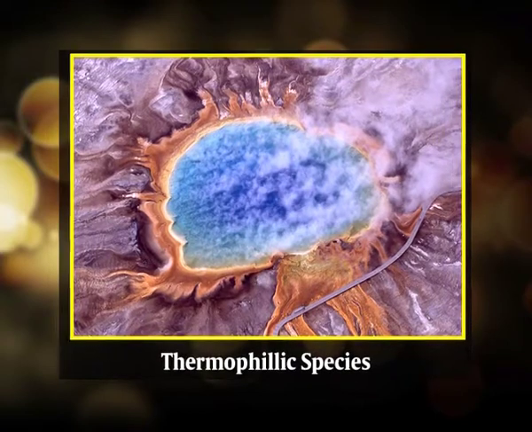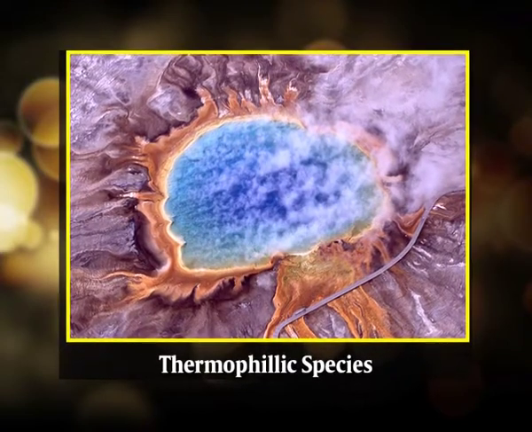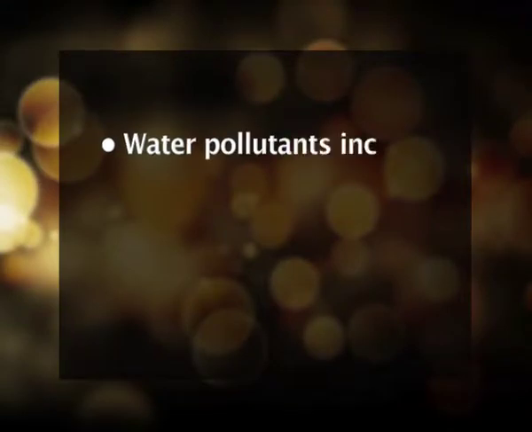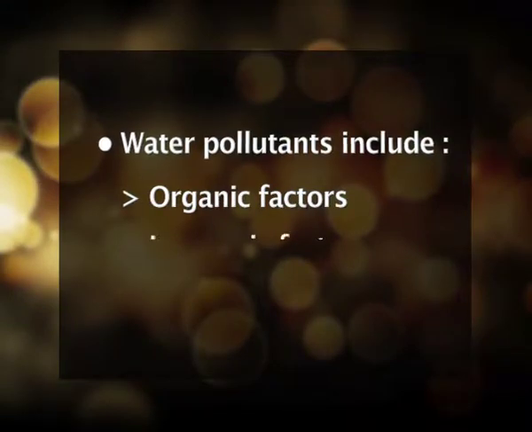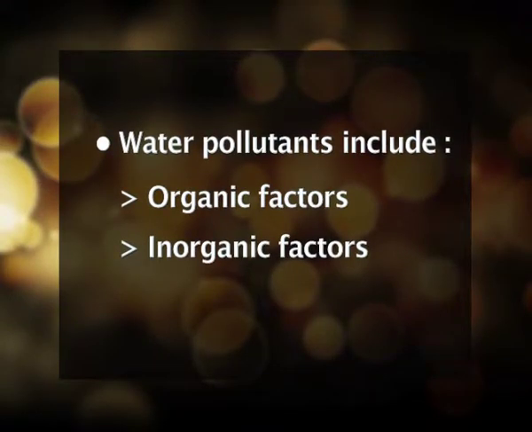Elevated water temperature decreases oxygen levels, which can kill fish and can alter food chain composition, reduce species biodiversity, and foster invasion by new thermophilic species. Urban runoff may also elevate temperature in surface waters. Water pollutants also include both organic and inorganic factors.